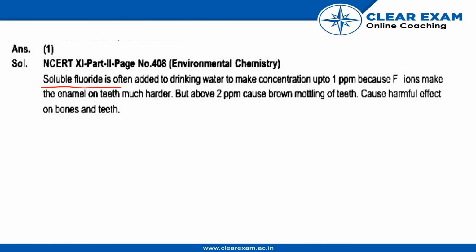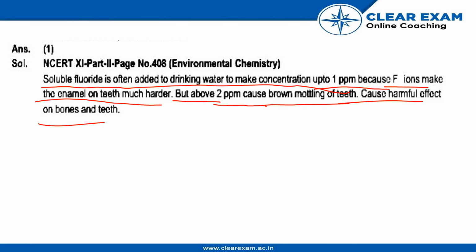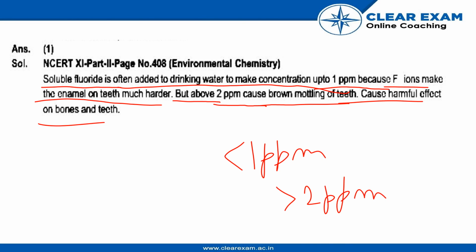Soluble fluoride is often added to drinking water to make the concentration up to 1 part per million, because fluorine ion makes the enamel of the tooth much harder. But above 2 ppm it causes brown mottling of teeth, causing harmful effects on bones and teeth. So if it is less than 1 ppm, it is good for teeth, but when it is greater than 2 ppm, it is bad for teeth. So the answer is first, good for teeth.